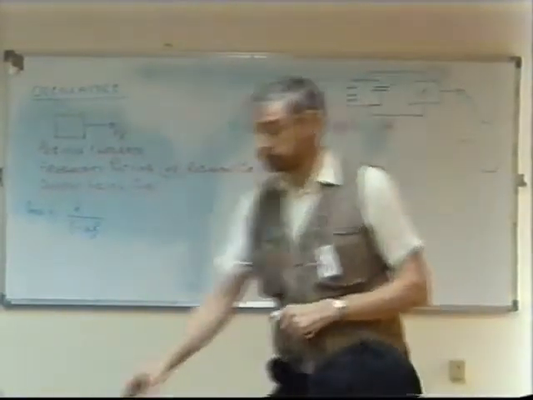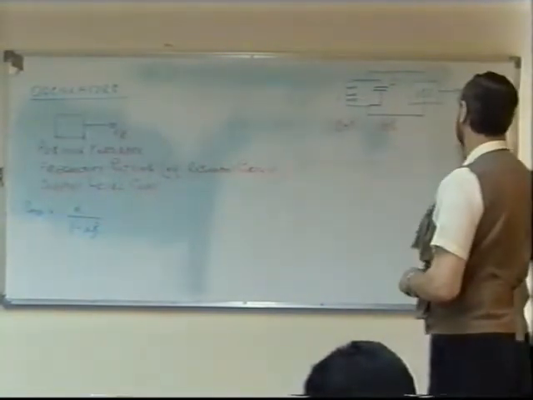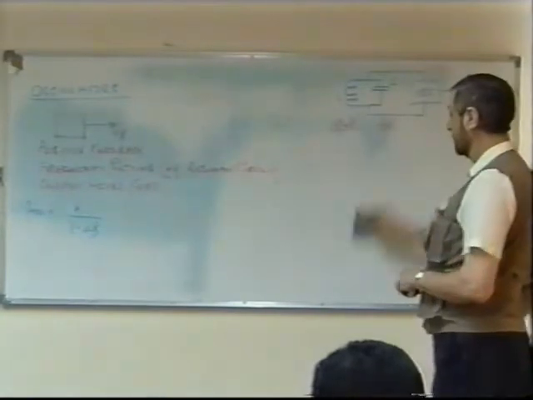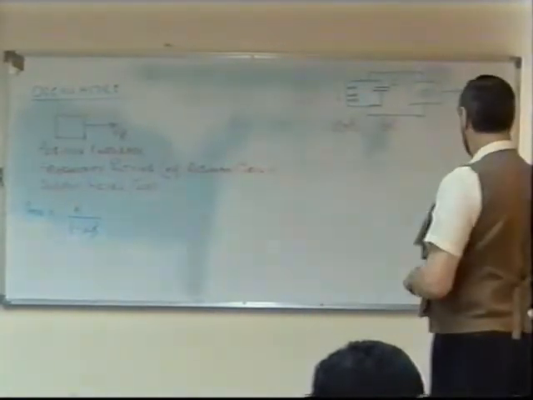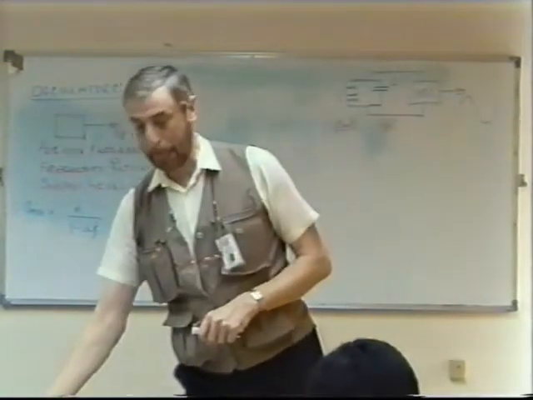How many farads? 5 nanofarads. And L? 10 millihenries. Milli and nano. So you need to know what those mean.